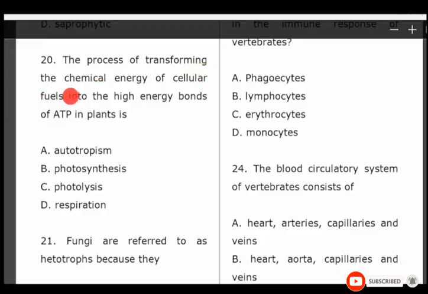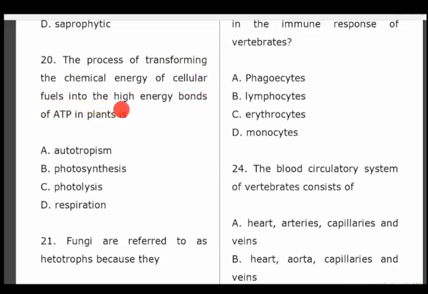The process of transforming the chemical energy of cellular fuels into high energy bonds of ATP in plants is A. Autotrophism, B. Photosynthesis, C. Photolysis, and D. Respiration. It is not autotrophism, photosynthesis, or photolysis. Autotrophism is talking about organisms that have the ability to manufacture their food by themselves. So autotrophs are organisms that can manufacture their food by themselves. And then we have photosynthesis, which is a type of autotrophism. We have two types of autotrophic feeding.